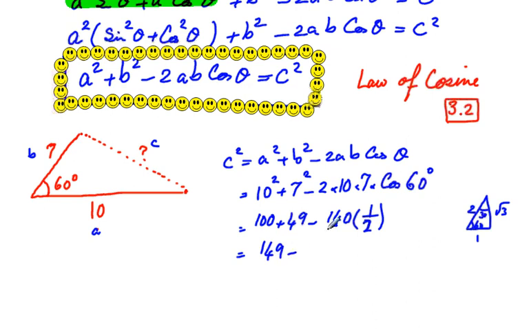149 minus 70 makes it 79. So the distance from this spot to that spot is going to be what? Square root of 79, about 9 miles. So we find out that the distance is about 8 point what?